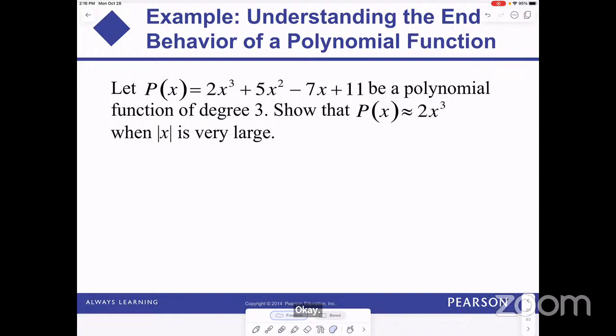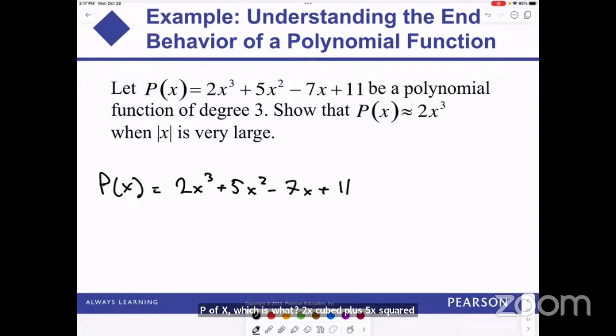So let's start with the polynomial. All right. So we're going to start with p of x, which is 2x cubed plus 5x squared minus 7x plus 11. And then here, what we like to do is factor out x cubed from all the terms. Okay. If we do that, that's going to leave us with 2 plus 5 over x minus 7 over x squared plus 11 over x cubed.